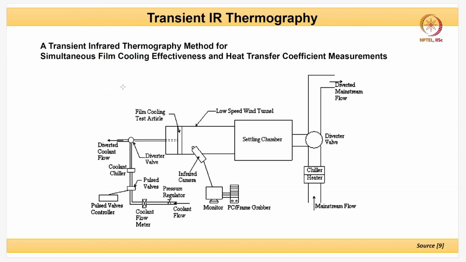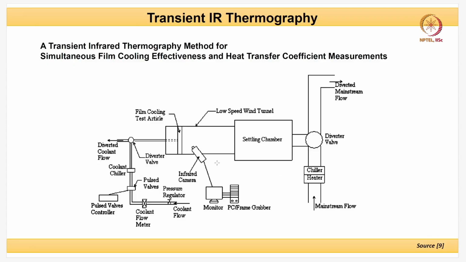So you can also do this, film cooling effectiveness. What is film cooling effectiveness? You have a low speed wind tunnel, you have a film cooling article, and then you have the coolant flow through that, and you use an IR camera to see how the heat transfer is happening with the coolant flow. So how efficient is the coolant flow? That is what is measured.